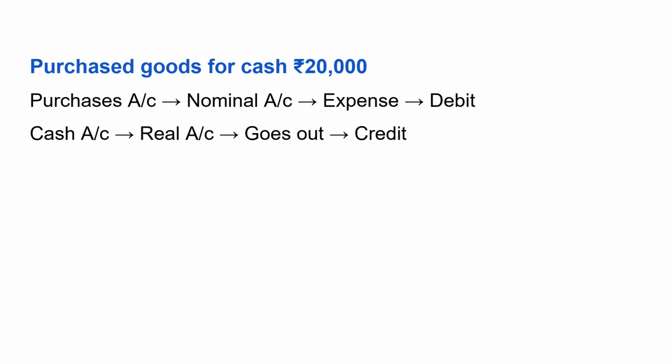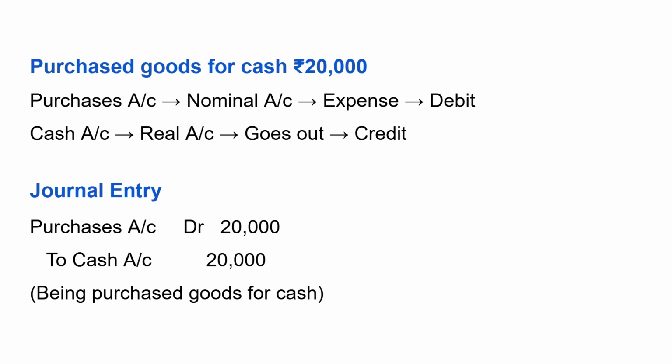And the other account is cash account. Cash account is a real account, and cash goes out of the business. After purchasing the goods, we pay the cash, so cash goes out of the business. And the rule for real account is credit what goes out. So it is credited. And the journal entry is purchase account debit 20,000 rupees to cash account 20,000 rupees.